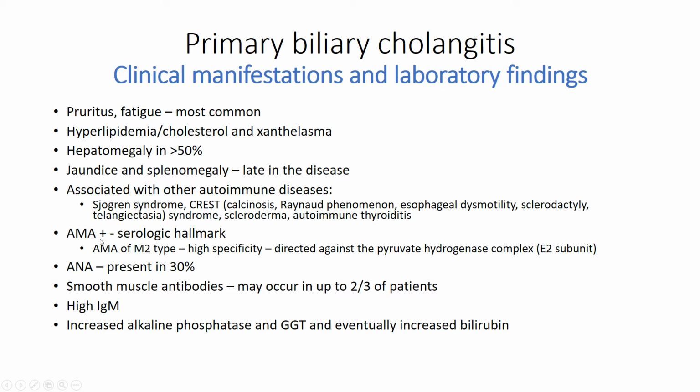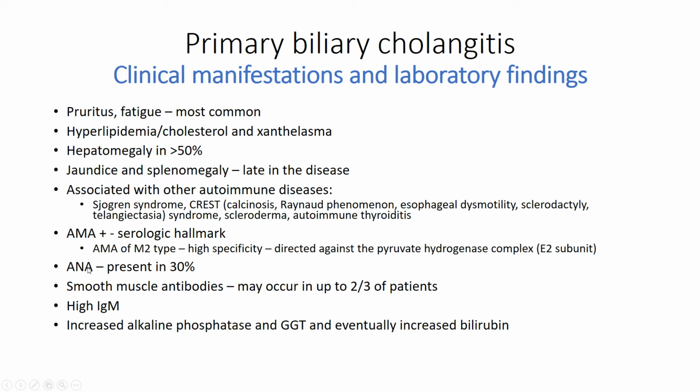Serologic hallmark, AMA is positive in more than 95% of patients, particularly the AMA of the M2 subtype. There are about 9 AMA subtypes, and only the M2 subtype is specific for PBC. This is an autoantibody directed against the pyruvate dehydrogenase complex, or the E2 subunit.